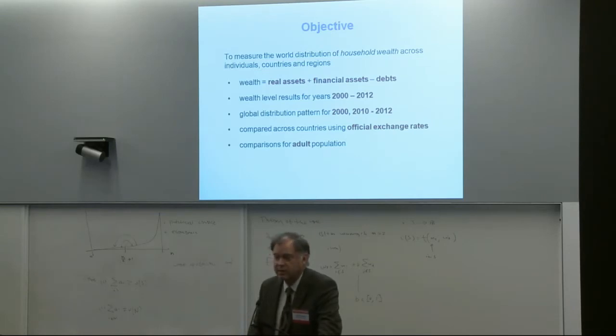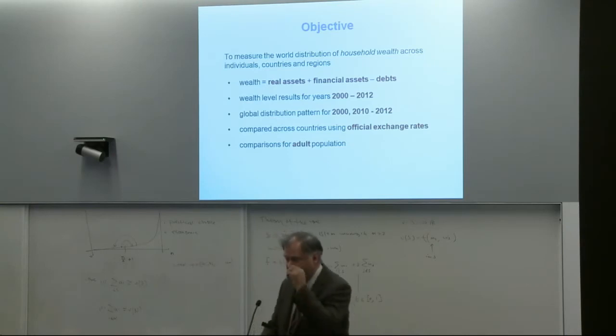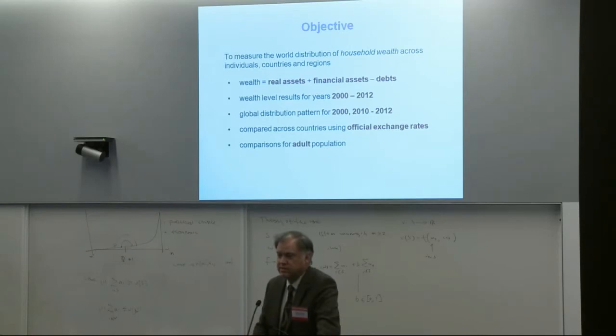We've got level results for the years from 2000, and the global distribution pattern we estimated in 2000. That's in the EJ article, and we've been doing it for the last couple of years. But basically, we just have 2 snapshots for the global distribution. One of the next things that's on our agenda is to try to study the changes in that distribution over time. Okay, so we haven't exactly done that yet.